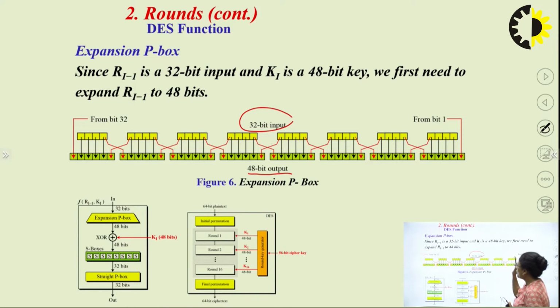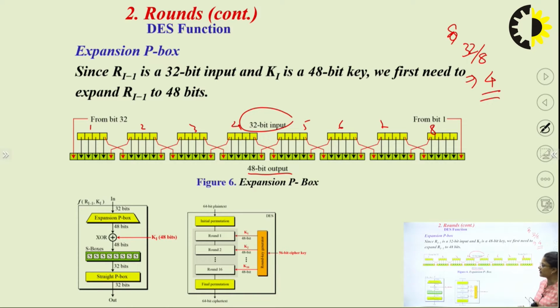What happens? This 32-bit input, we are dividing it into 1, 2, 3, 4, 5, 6, 7, 8 equal parts. So if you divide 32 into 8 equal parts, we have 4 bits for each part. So we have 8 parts with 4-bit input for each part.